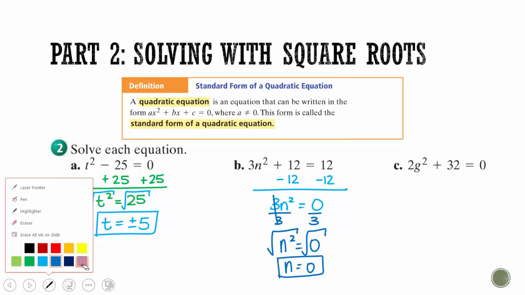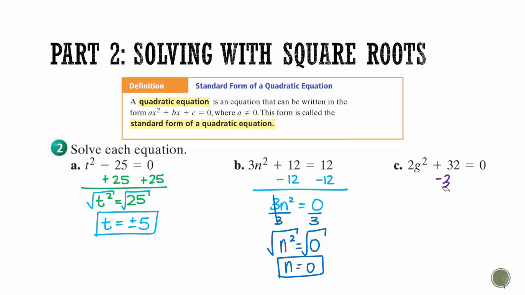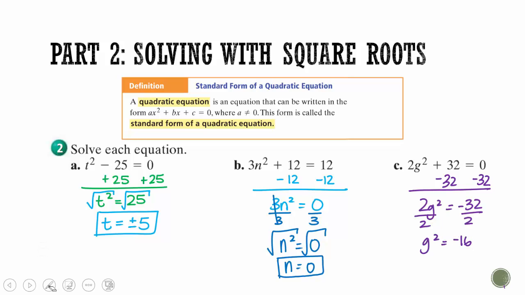Last one. Get the g squared by itself, so I'll subtract 32. Divide everything by 2 to get g squared alone. And then I'm going to go and take the square root of negative 16. And you should have a red flag because you know you can't take square roots of negatives. So right here I would have no solution.